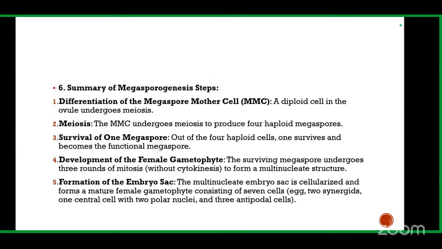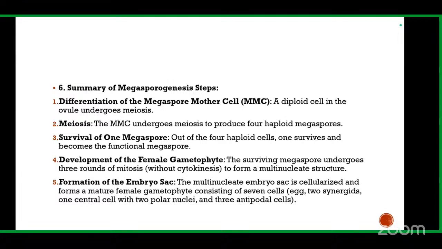Let's discuss the summary of megasporogenesis. There will be differentiation of the megaspore mother cell, MMC. Then there will be meiosis, which gives rise to 4 haploid megaspores. Then 1 will be functional, and 4 will degenerate. The one which is closest to the micropyle end will survive.